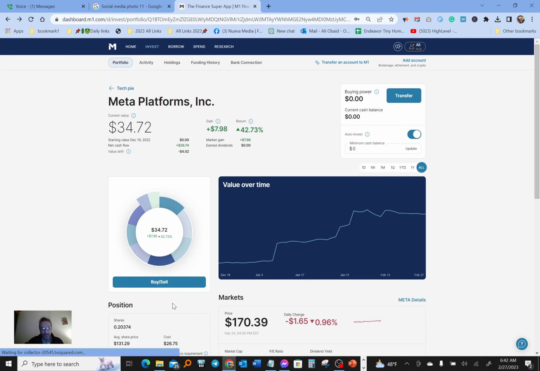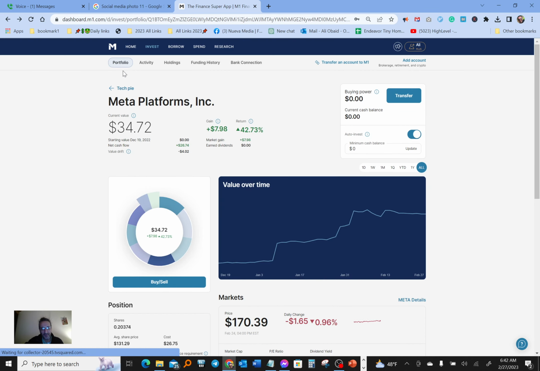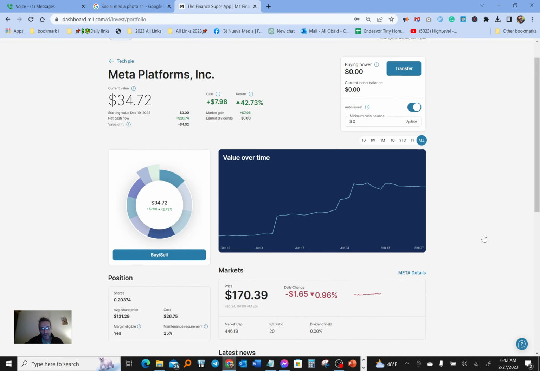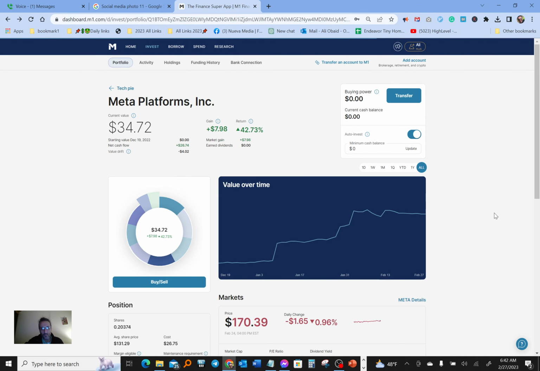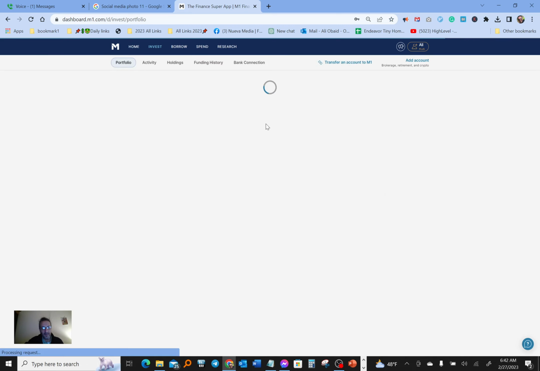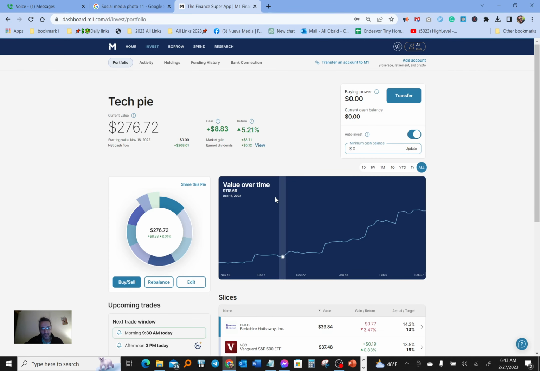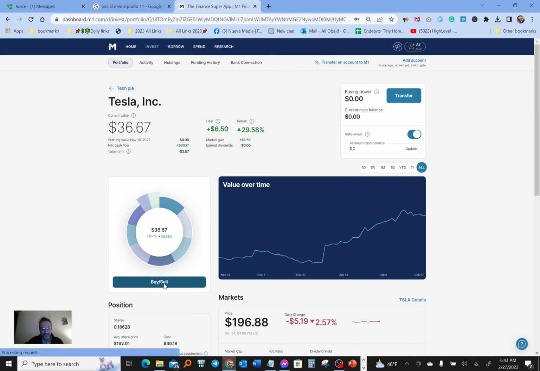You would go under portfolio, then select the stock that you want and click on buy and sell. Sorry about that. Hang on, guys. I don't know why it's not working properly. Go to the stock that you want to buy or sell. Say if I want to buy some more Tesla, for example, I would click on Tesla, and then I would come down here to buy and sell.